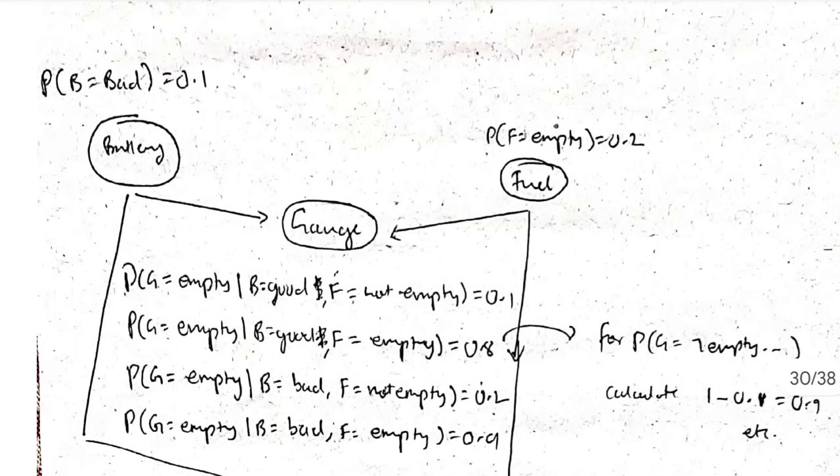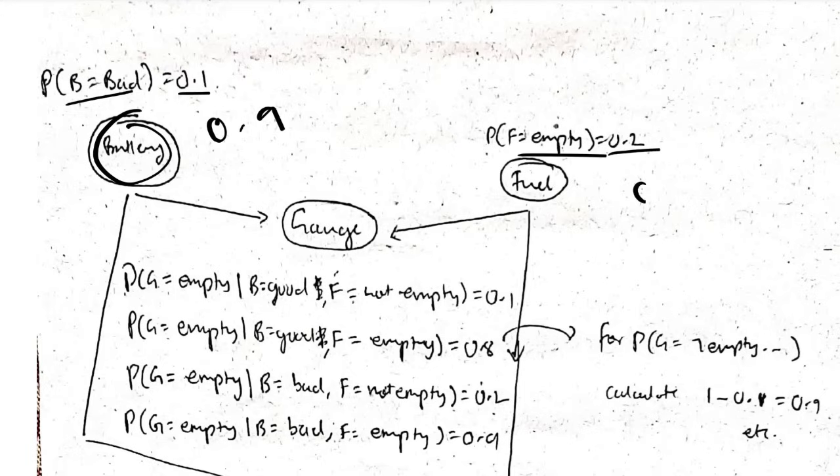And the probabilities given here: b is equal to bad, battery is bad, probability is 0.1. What is the probability that battery will be good? 1 minus 0.1, obviously. So the probability of battery being good is 0.9. Same goes here also. Fuel is empty is 0.2, fuel is full is 0.8.